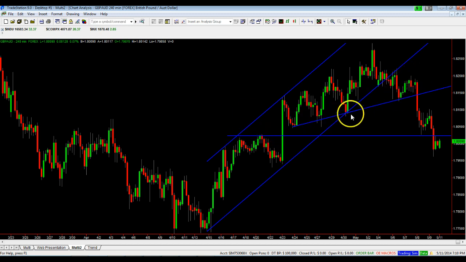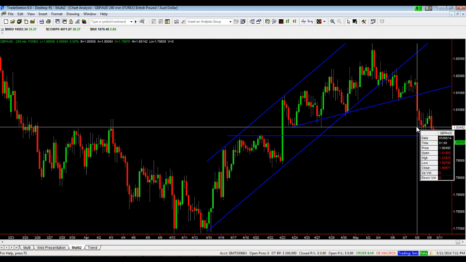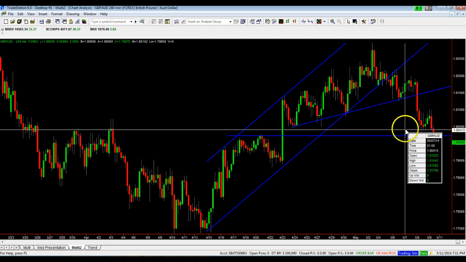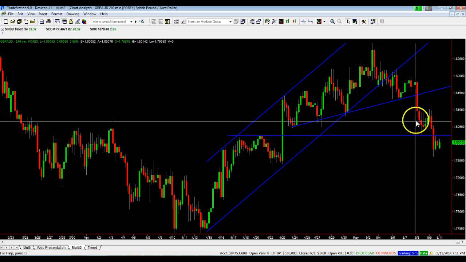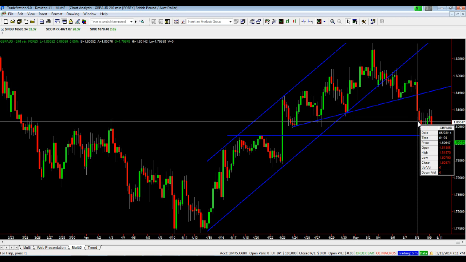So again, we got this bounce off this neckline here. Got in at 181.84. Then once it broke this support level here, I put on another trade. And it wasn't very long after. It was only a few 4-hour bars later. Actually, when we got in it was on the 7th, then on the 8th I added into this.